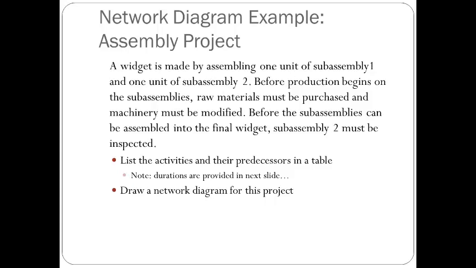I read this again. So there are 2 subassemblies, 1 and 2. Seems like these 2 are parallel. And before production begins on the subassemblies, raw material must be purchased. So before the production, purchasing raw material and the machinery being modified, these 2 are parallel, and they are predecessors of the production on the subassembly line. And before the subassemblies can be assembled into the final widget, subassembly 2 must be inspected.